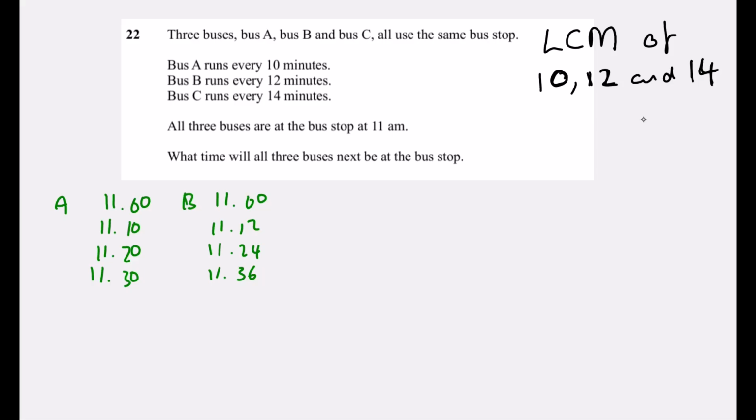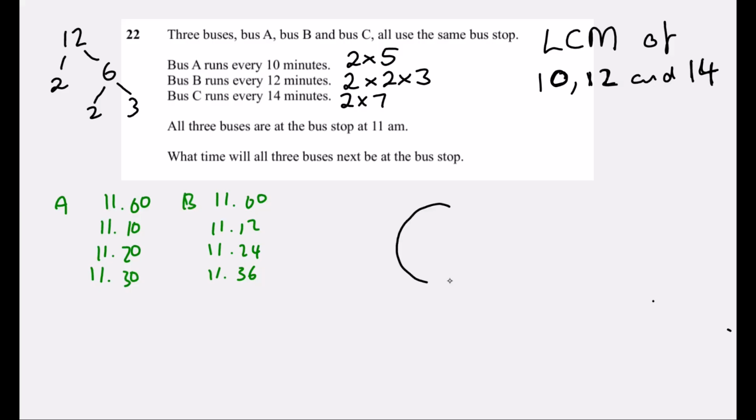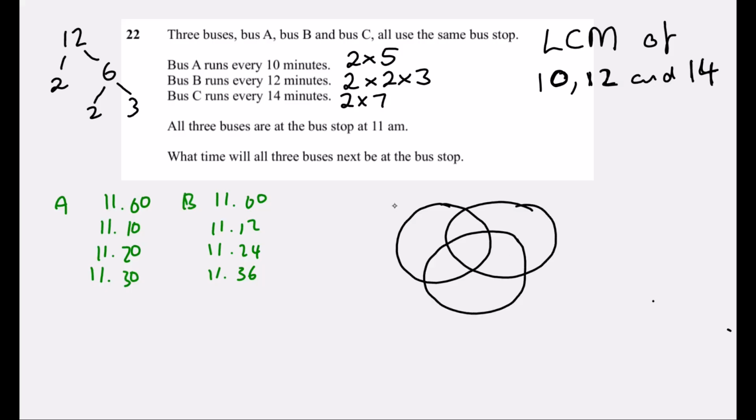And we can do that using their prime factors. So 10 is 2 times 5, 14 is 2 times 7, and 12 is 2 times 6, 6 is 2 times 3. So 12 is 2 times 2 times 3. So this is the numbers written as a product of their prime factors. And then we want to see, so 10, 12, and 14. I'm drawing them in a Venn diagram.